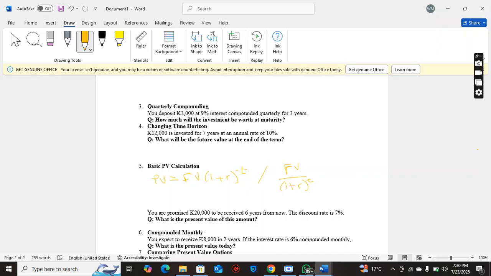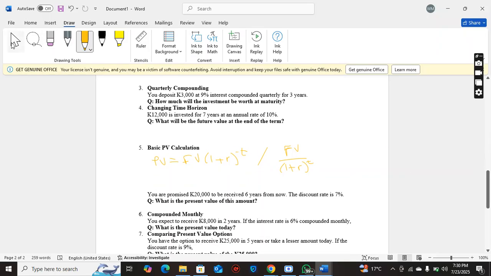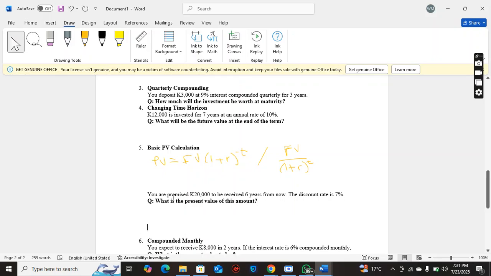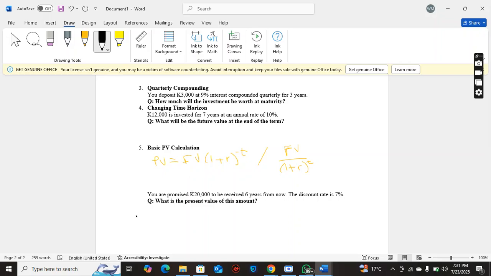So let's look at our first question here. You are promised 20,000 to be received 6 years from now. The discount rate is 7%. What is the present value of this amount? Basically, after 6 years you receive 20,000. Now you want to find out what is its value today. Here, our future value is this 20,000. Our discount rate, R, is 7%. The time, T, is 6 years.